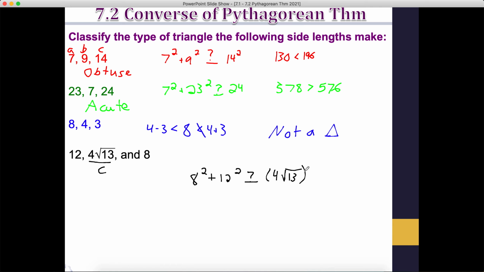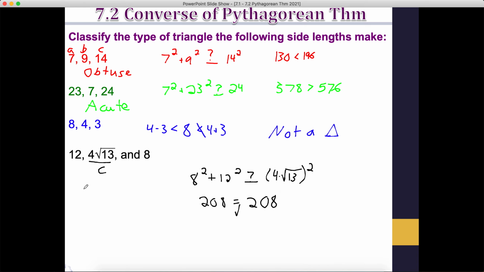This may be your first time squaring a radical before. So when you do it, make sure that you actually square the entire quantity, because if you just type it in a calculator without parentheses, you may just be squaring the root 13 and not squaring the 4. But what I end up getting here is 64 plus 144 is 208. What I end up getting here, I'll just tell you it's equal. This is 4 squared is 16. Root 13 squared is 13. 16 times 13 is also 208.